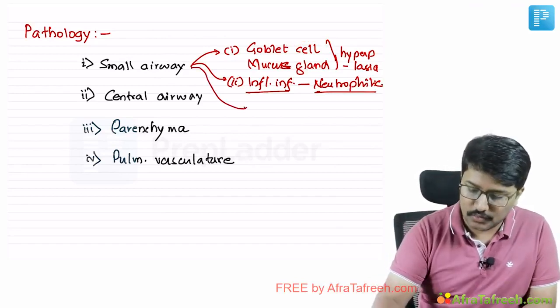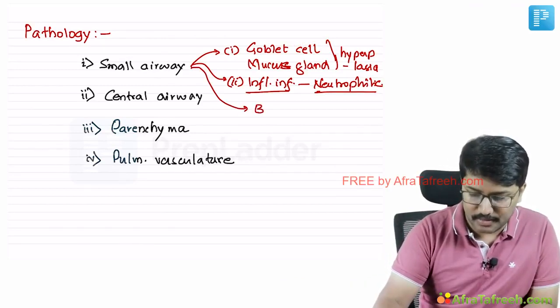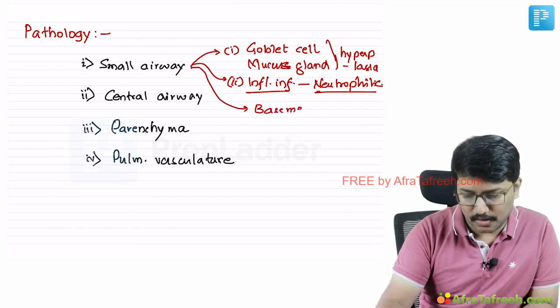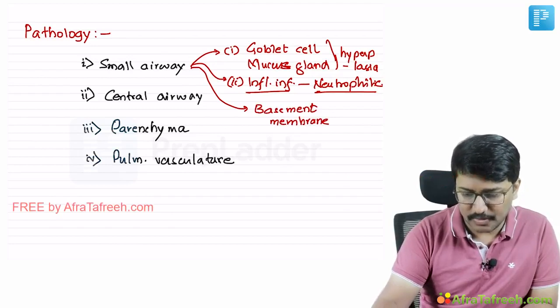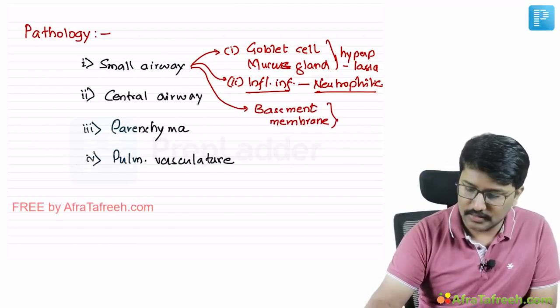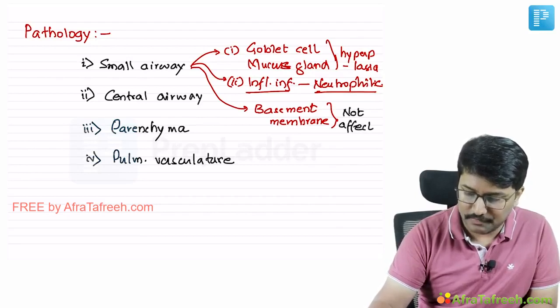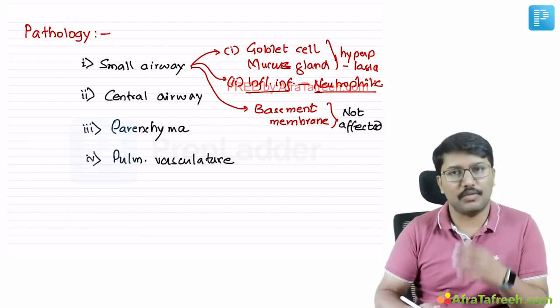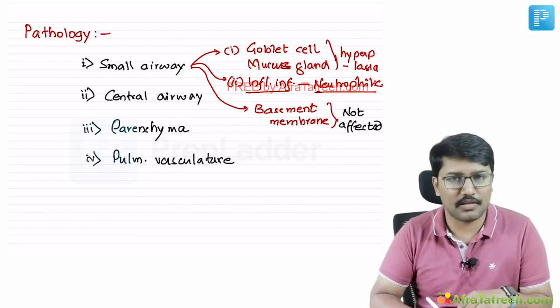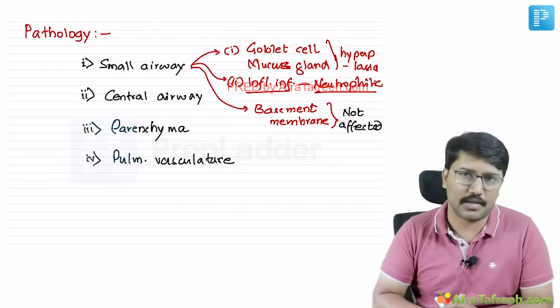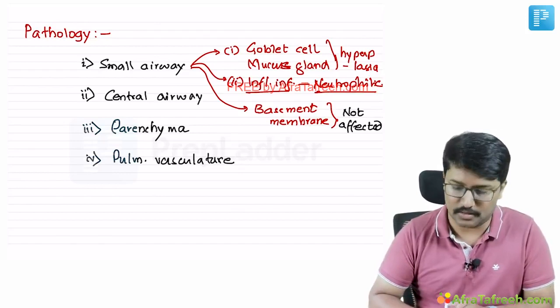Now what happens to the basement membrane of the airway epithelium? Will that be affected? The answer is generally not affected. So this is one point where it is different from bronchial asthma. In bronchial asthma, as we discussed in the bronchial asthma video, basement membrane thickening is a standard finding. Here we do not see basement membrane thickening.